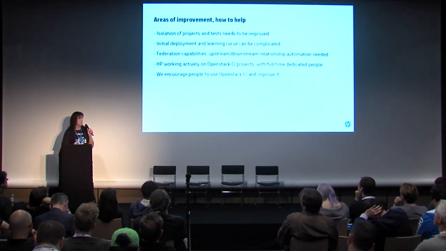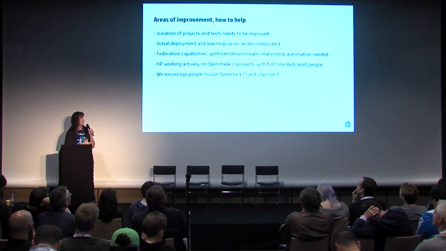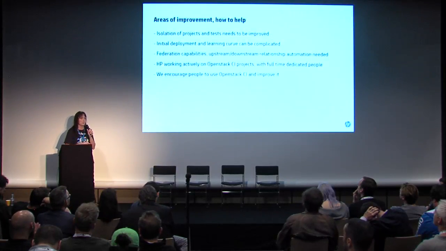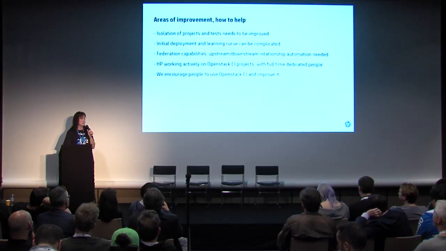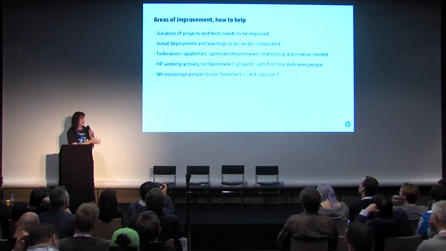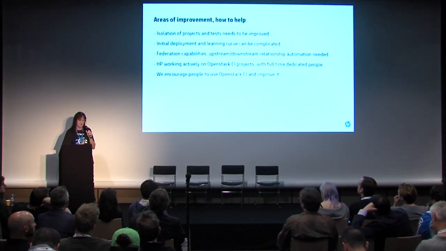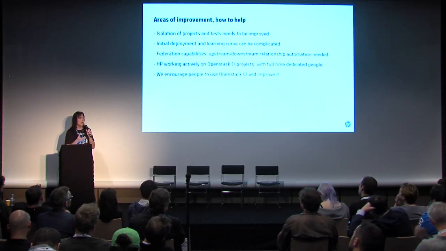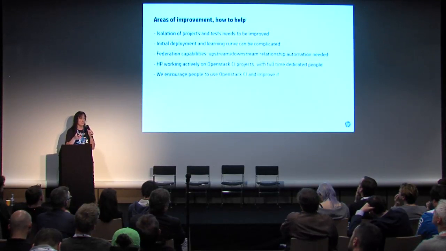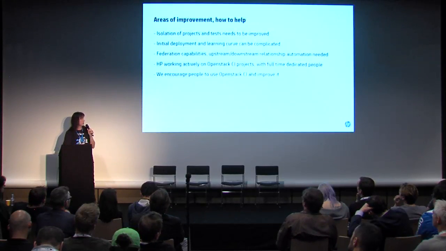So it's a very used tool. We rely on it, but it still has areas of improvement where you can work on it. First of all, the isolation of projects needs to be improved. Initially, it was used by OpenStack, but it's used now for other platforms. So there is continuous work to split the project configuration and the CI system as well. The initial deployment and learning curve can be a bit complicated, so we need to be working on improving that all the time. We are doing it. Also, for example, as we are using it in HP, we need to have synchronization capabilities between upstream and downstream, and we also need to automate all the relationships between all the projects.